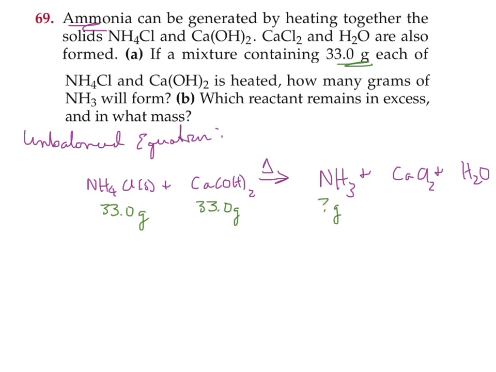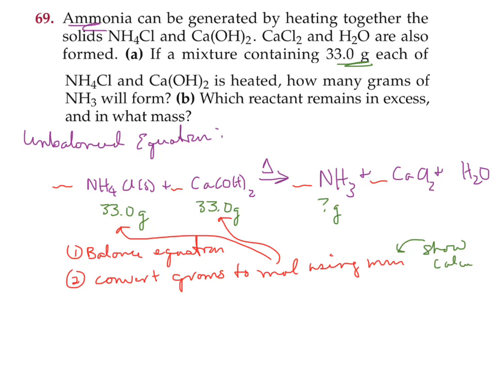this equation. Ammonium chloride, NH4Cl, plus calcium hydroxide, Ca(OH)2, the delta, of course, is heat, to form ammonia, NH3, plus calcium chloride, CaCl2, plus water, H2O. So you need to balance that puppy. That's the first step.